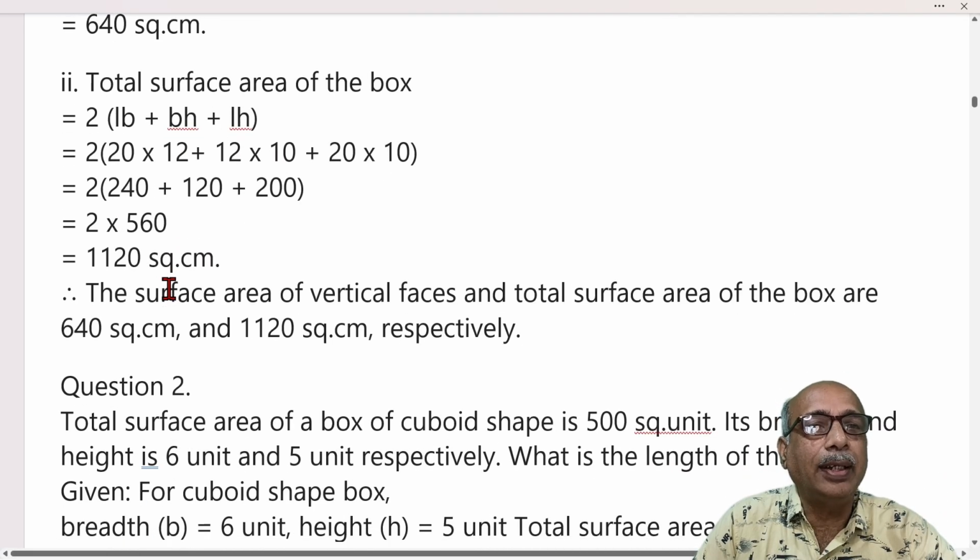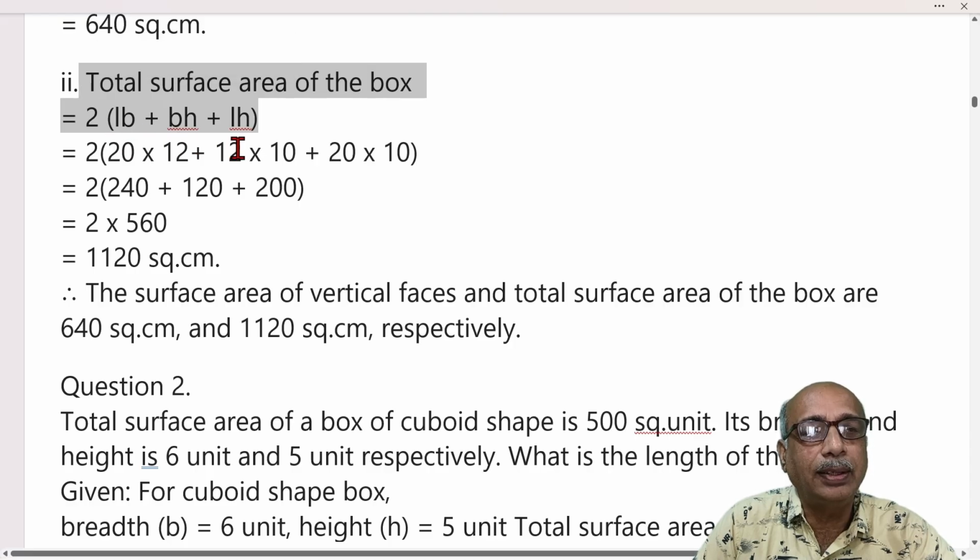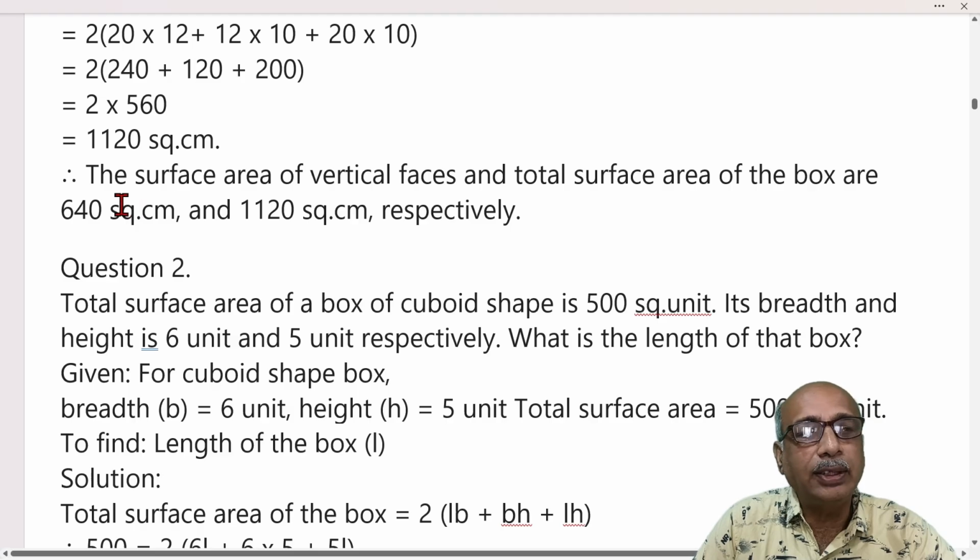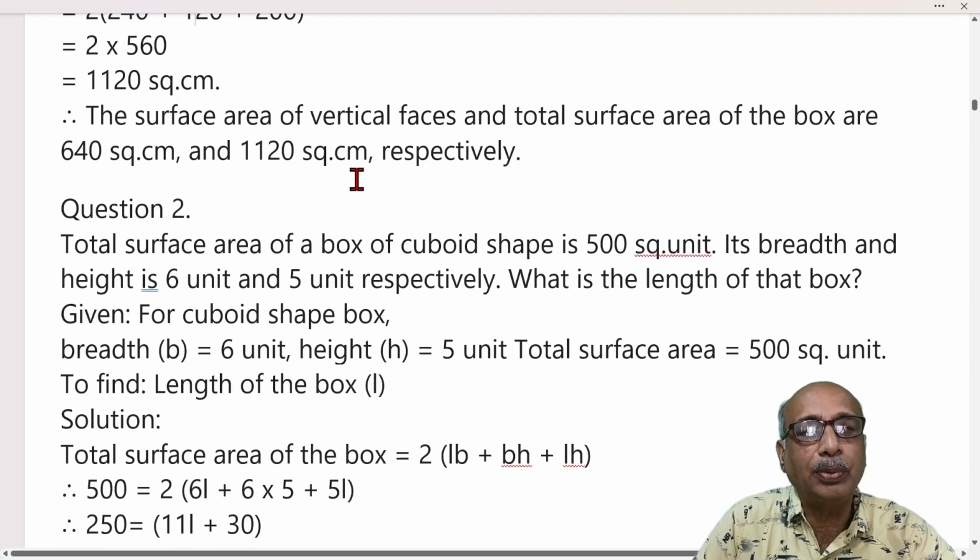Next, total surface area of the box. Total surface area formula is twice length into breadth plus breadth into height plus length into height. Substituting the values and simplifying, you will get 1120 square centimeter. Don't forget to write the statement. Therefore, the surface area of the vertical faces and the total surface area of the box are 640 square centimeter and 1120 square centimeter respectively. Areas are given in square unit.